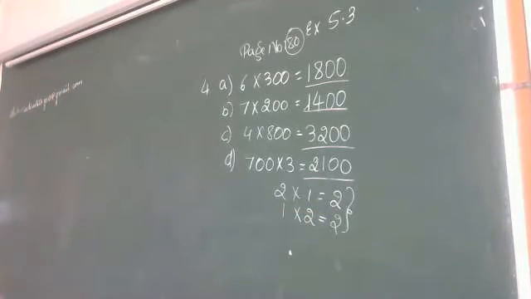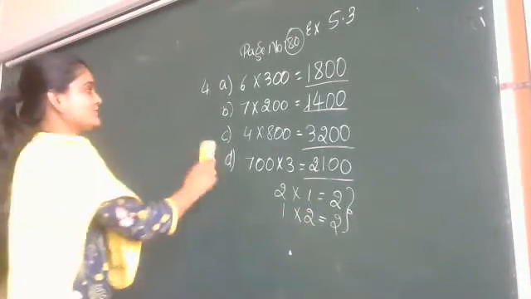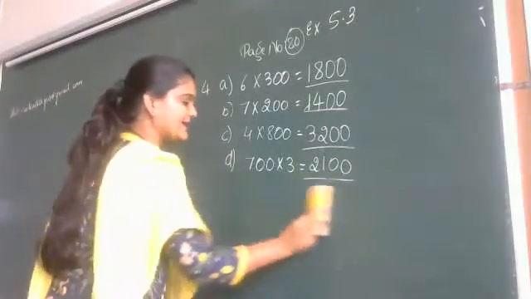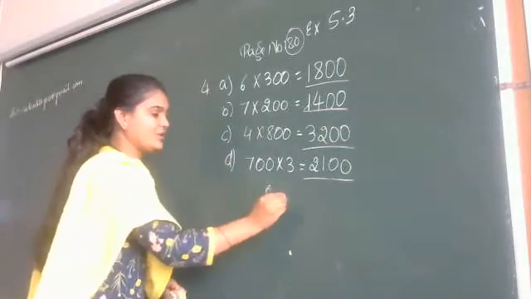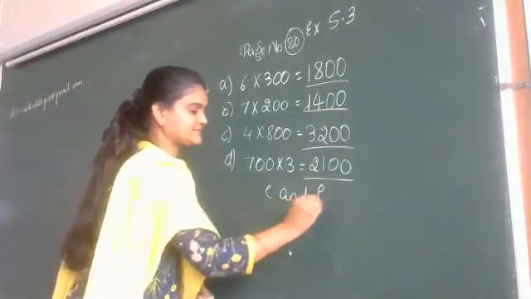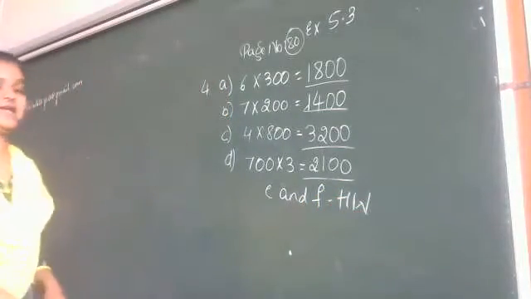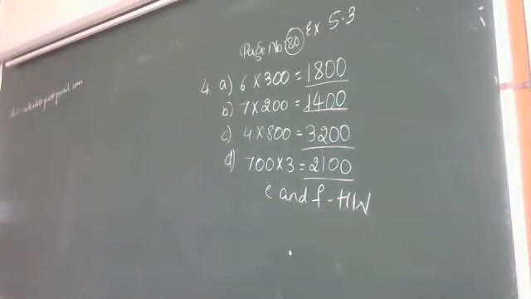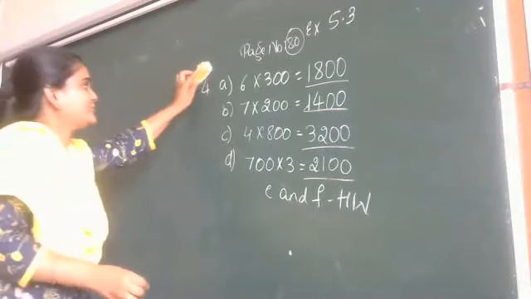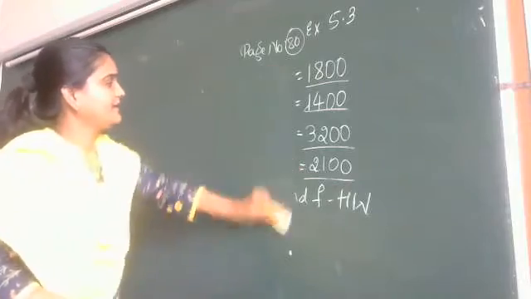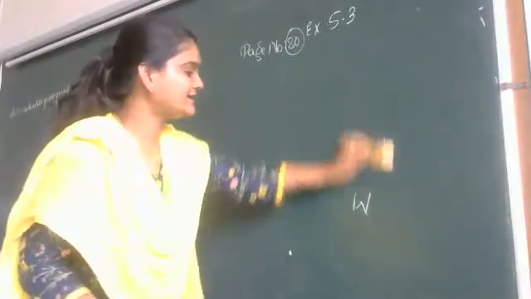Yes, ma'am. Okay. So the fourth question, and again E and F will be homework. Solve E and F examples. Next, fifth question, fill in the blanks. Here you will have to find the missing numbers.